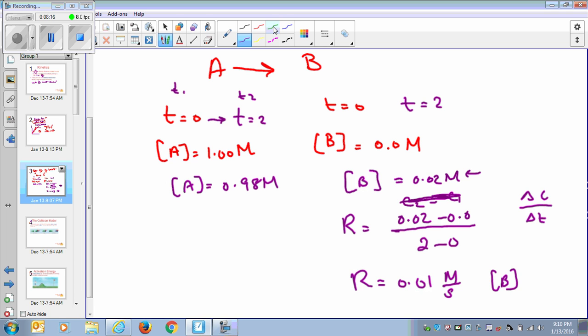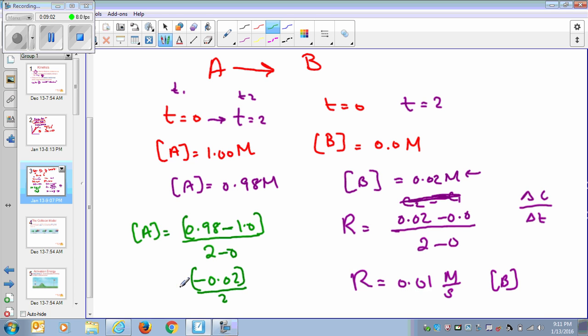So let's calculate the rate of disappearance of A. I started with 1 and I went down to 0.98. So 0.98 minus 1.0, that is the change in concentration because it went down. And the time went from 0 to 2 seconds. So this number is going to be a negative number. So I have negative 0.02 over 2.